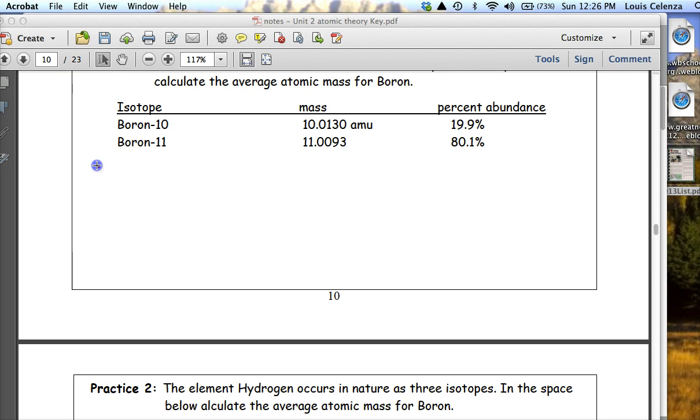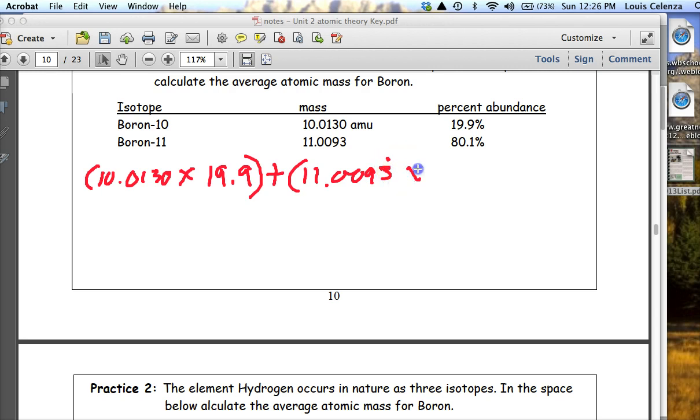So the first thing I'm going to do is take the 10.0130 and multiply it by 19.9. And I'm going to do the same thing for the next one, 11.001 4.93 times 80.1.